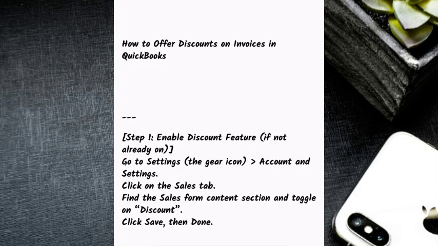In today's video, I'm going to show you how to offer discounts on invoices in QuickBooks. The first step is to enable the discount feature. This of course is if it's not already on. Just go to settings, that's the gear icon, and then accounts and settings. Then you're going to click on the sales tab, find the sales form content section and toggle on discounts, and then click save and then done.